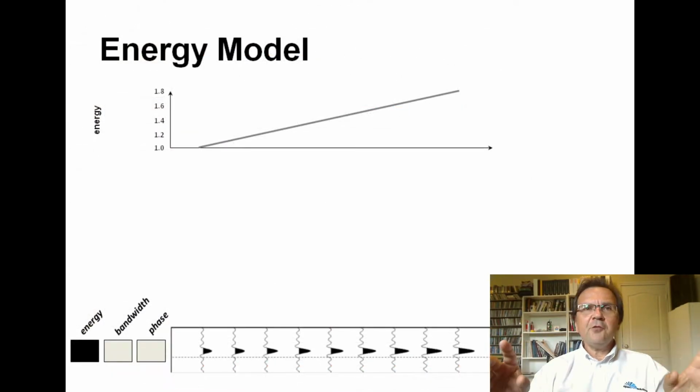In the first model, the energy model, reflection strength increases from left to right, 100% on the left to 180% on the right. Bandwidth and phase remain constant.